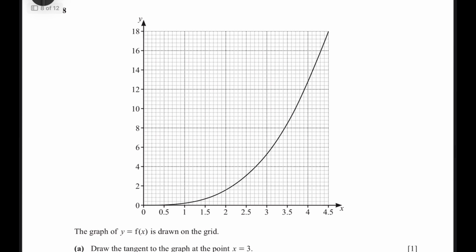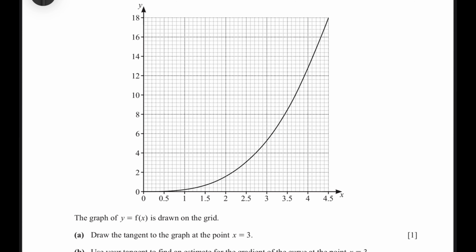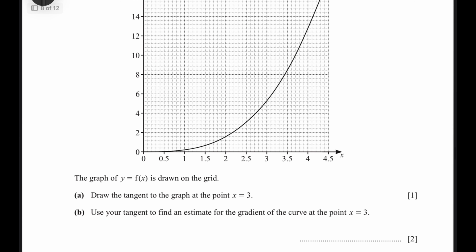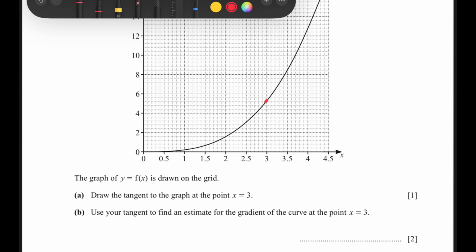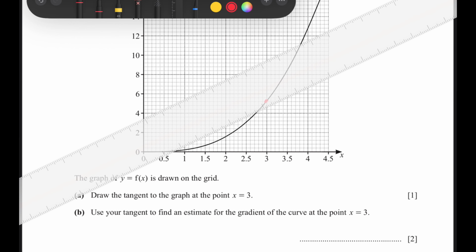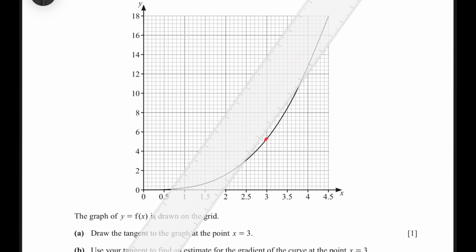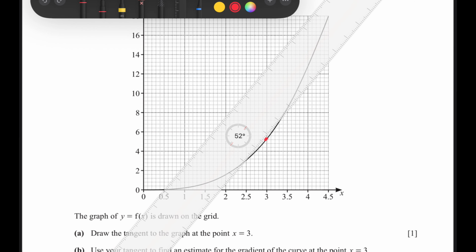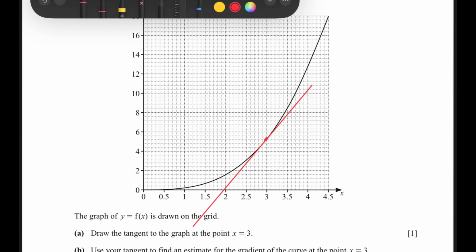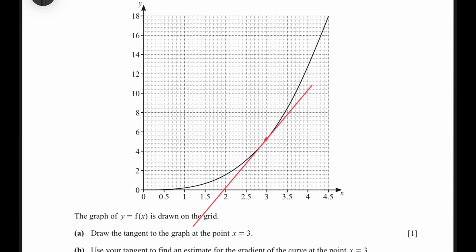Now come to the 18th part. The graph of y equals f(x) is drawn on the grid. Draw the tangent to the graph at the point x equals 3. So x equals 3, actually this is the point. So first of all, let's draw the tangent, using our scale as usual. Let's draw the tangent carefully. We can keep the point over here. I think this will do. Yeah, I think this looks about correct.